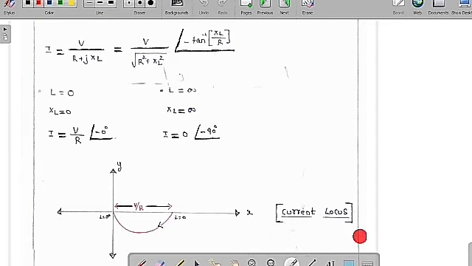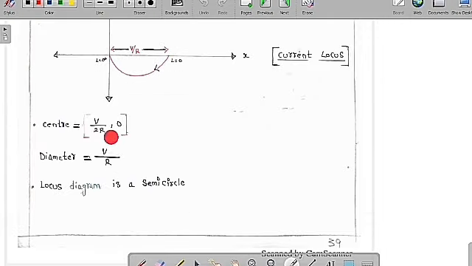So this is called a current locus. The current locus diagram is a semicircle with diameter equal to V by R. If you want to know the center point of this semicircle, V by 2R comma 0 is the center. This is what we get if we vary L from 0 to infinity. So the center of this semicircle is V by 2R comma 0, the diameter is V by R, and the locus diagram is a semicircle.